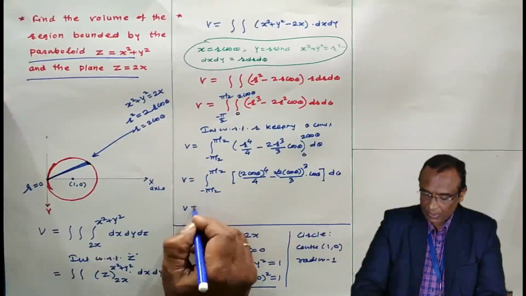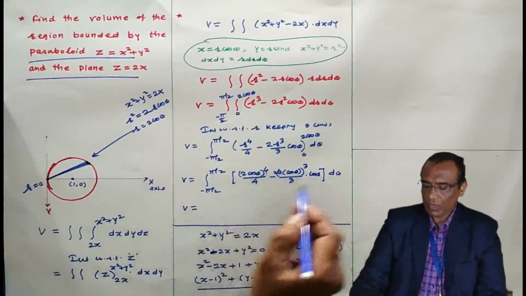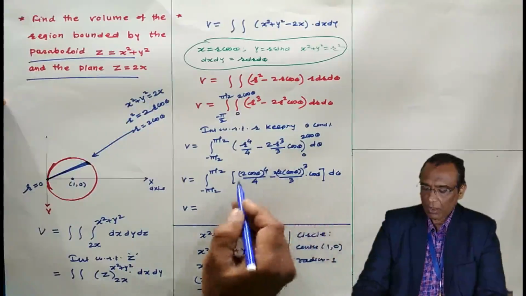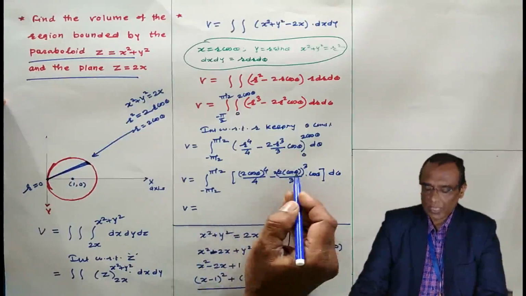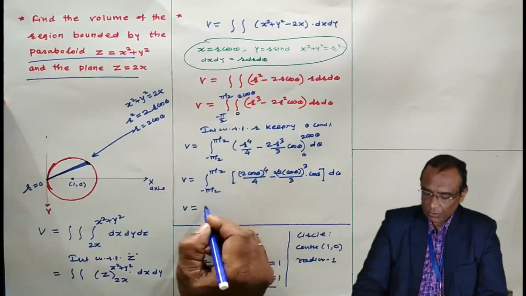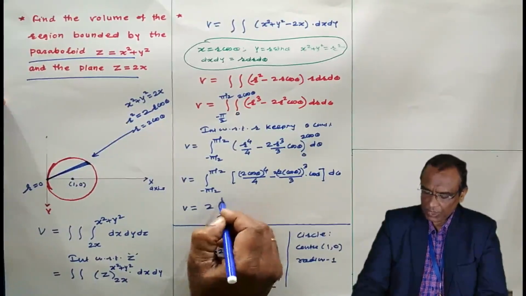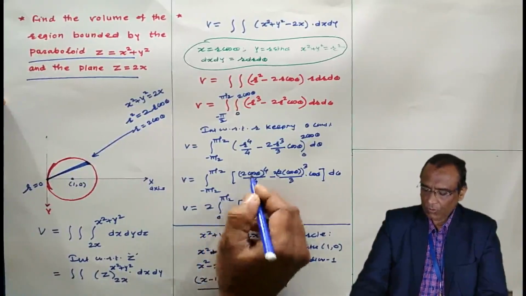Now try to simplify it. Here all the functions are cos functions, all the terms are cos terms and cos terms are even. Therefore minus pi by 2 to pi by 2 can be written as 2 times 0 to pi by 2. In this way you can do. You can solve for one more step.